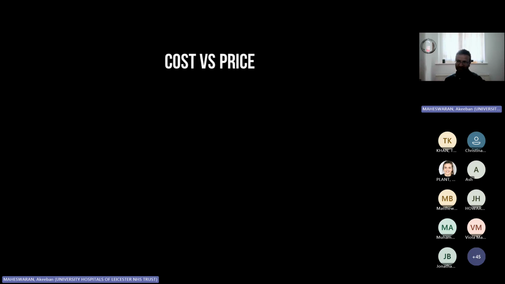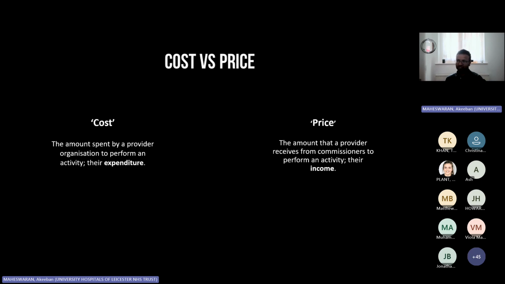Yeah. So that's probably more what I was trying to get at, is that the cost is the amount spent by a provider to perform an activity, i.e. the expenditure, and the price is how much you're going to get for it. How much you get reimbursed for it. Now, whichever type of contract you're on, that's basically what you do.